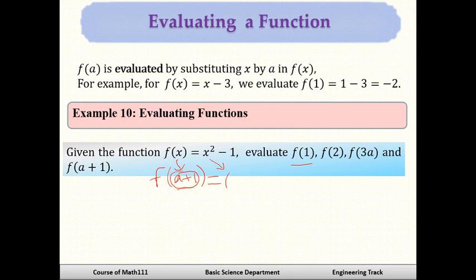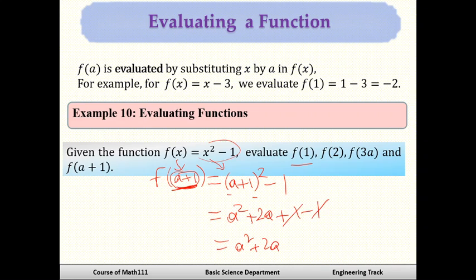So you will replace x with a plus 1. But as I said, when you replace it on this side, you write the input in parentheses so that you don't make a mistake. So if you have the parentheses, you take the square, and we know it's equal to a squared plus 2a plus 1 minus 1, and then there's the cancellation, so we end up with a squared plus 2a. f of a plus 1 is equal to this.